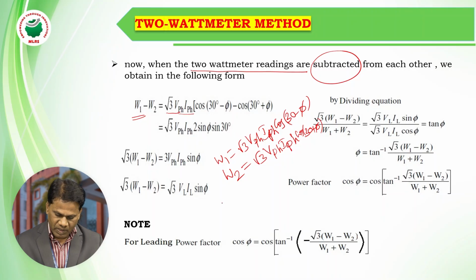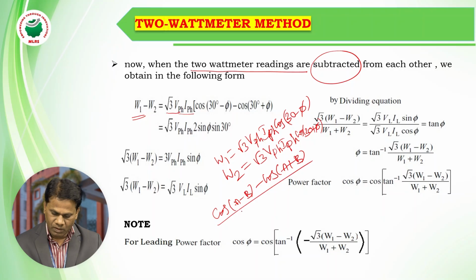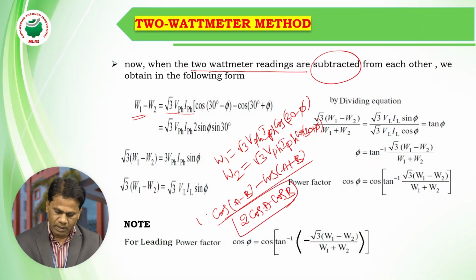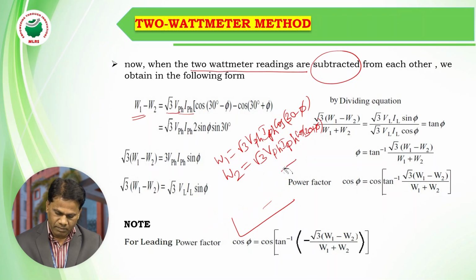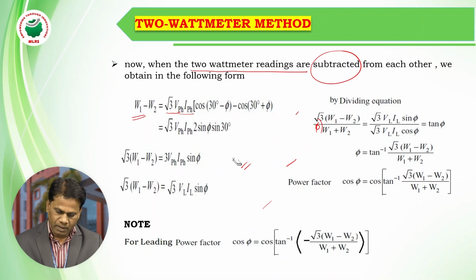Here we use the trigonometric identity cos(A minus B) minus cos(A plus B). By this identity, we can write W1 minus W2 as cos(A minus B) minus cos(A plus B), which equals 2 sin A sin B.